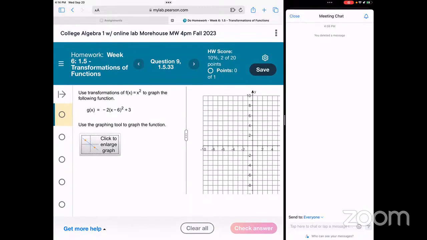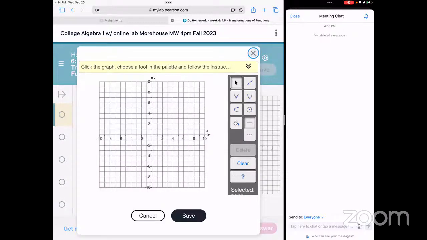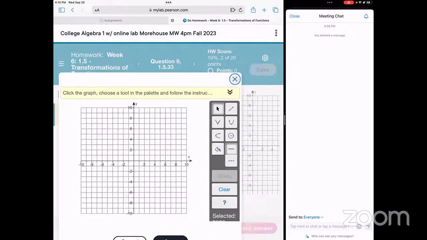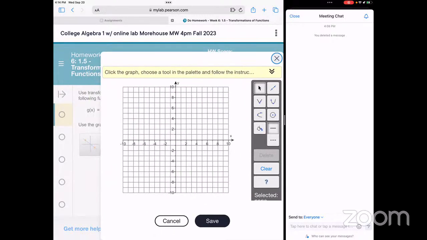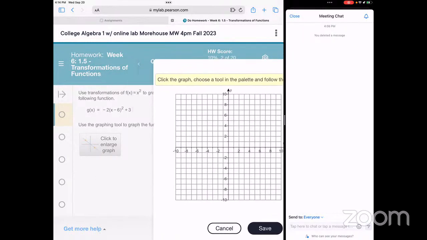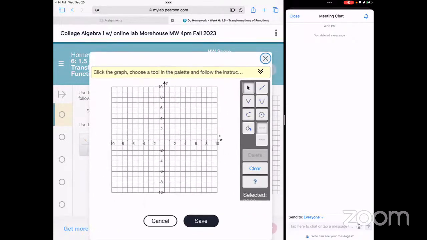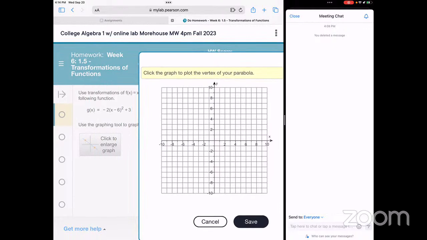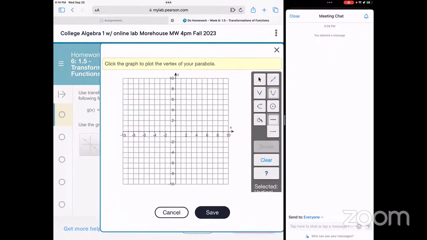And since we're working with the parabola, because the base equation is x squared, I'm going to choose my parabola tool. Come on. Okay. You're not going to work if I do that. I think I might need to zoom. Change my light. Can I just clear? There it is.